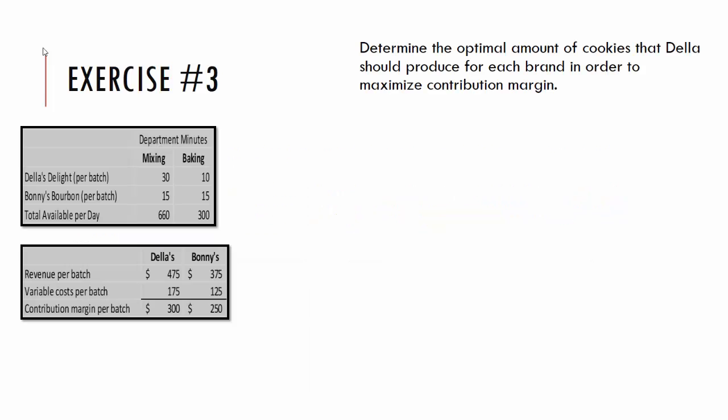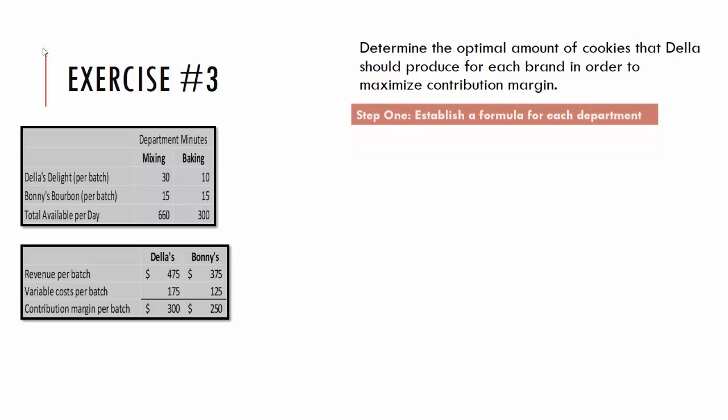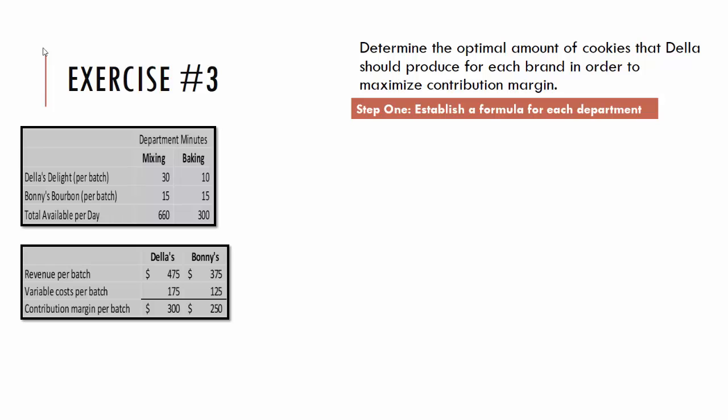How are we going to do this? We're going to use some good old algebra to figure out what our optimal mix is. The first thing we need to do is establish a formula for each department, because we're constrained by the hours available in each department. So in the mixing department, we know that Della's Delights takes 30 minutes to mix. We know that Bonnie's Bourbons takes 15 minutes to mix, and we know that the total amount of minutes available from the mixing department each day is 660 minutes. Let's set that up as a formula.